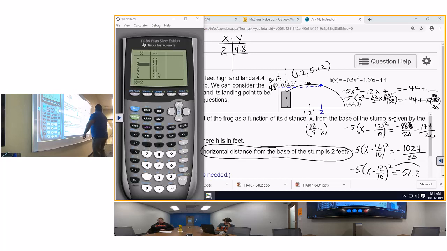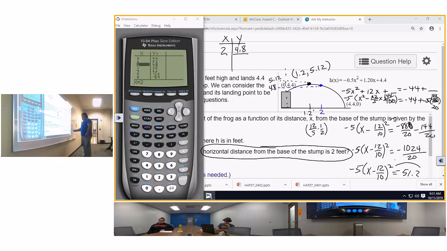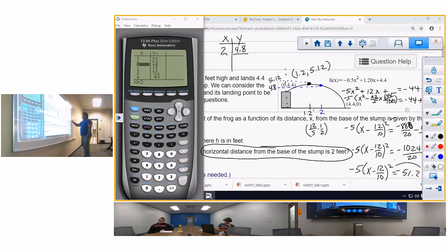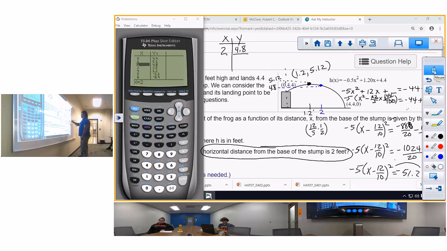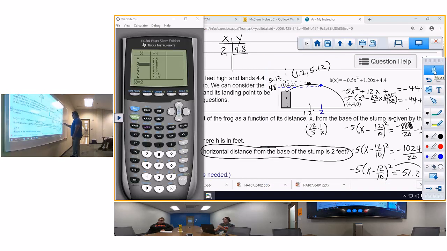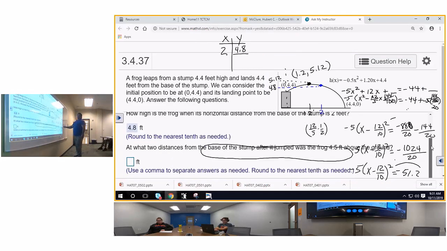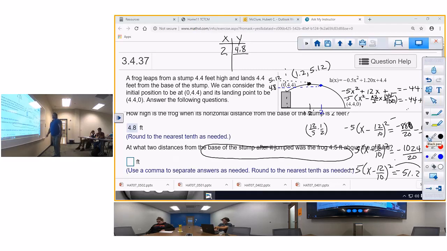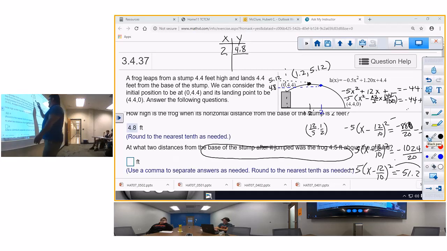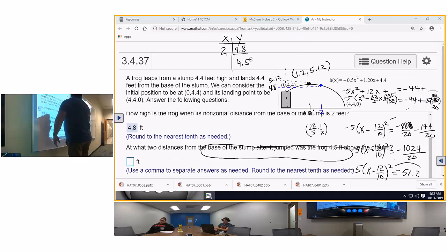Okay, what does the second part of the question say? Well, let's look and see. At what two distances from the base is the frog 4.5 feet above the ground? Now, what are you given there? Y. So you write 4.5.